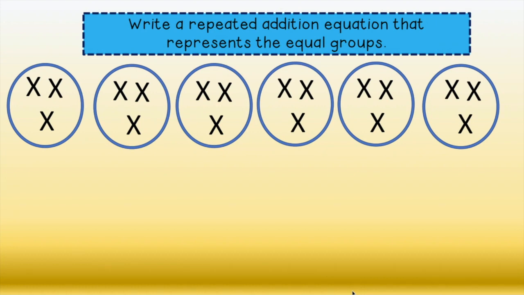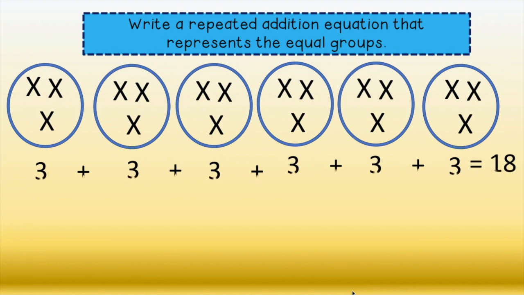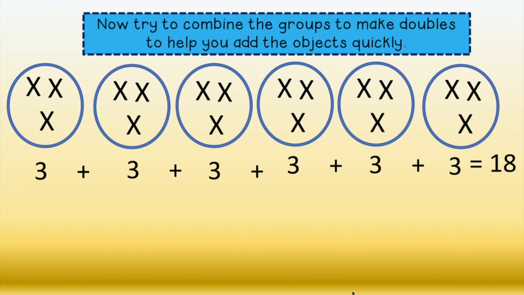So now write a repeated addition equation that represents the equal groups. If you need to pause your video, go ahead and then unpause when you're done. So your repeated addition equation should be 3 plus 3 plus 3 plus 3 plus 3 plus 3. You're adding the number 3 6 times, which equals 18. So now, can you try to combine the groups to make doubles to help you add the objects quickly like we did in the last 2 examples? Remember, a double means you're adding the same number twice.